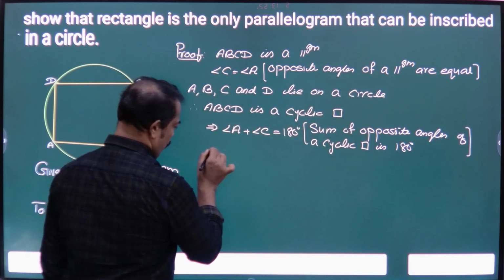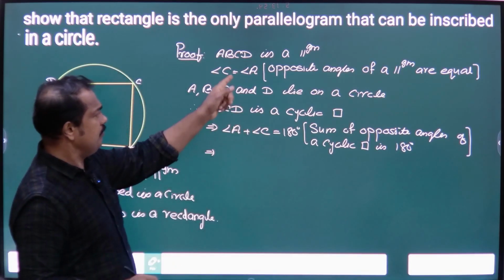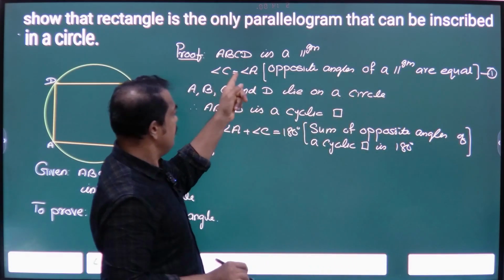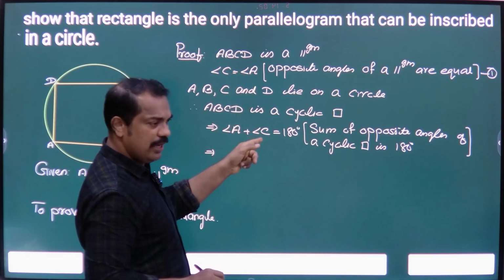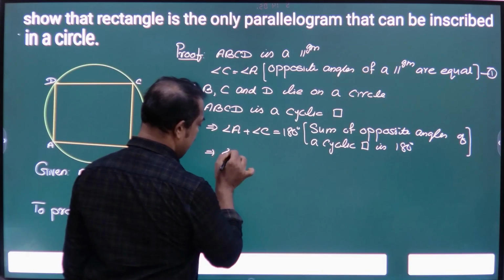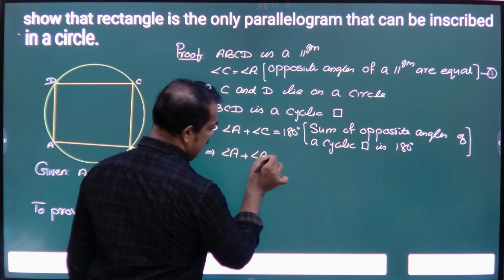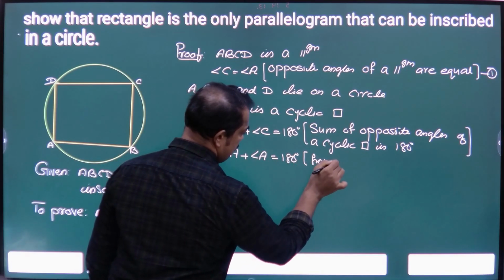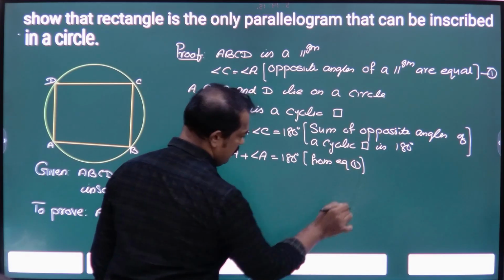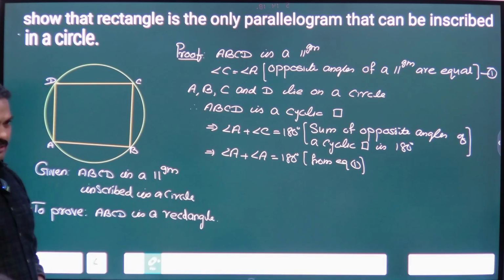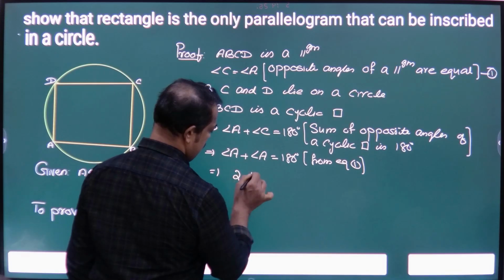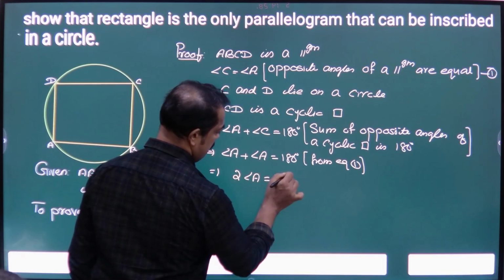And what is the value of angle C from equation 1? Angle A. So we can replace the value of angle C. That's all. Angle A plus angle A equal to 180 degree from equation 1. So 2 angle A equal to 180 degree, what is angle A?